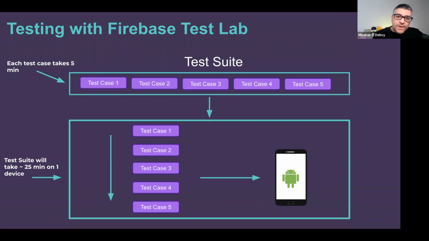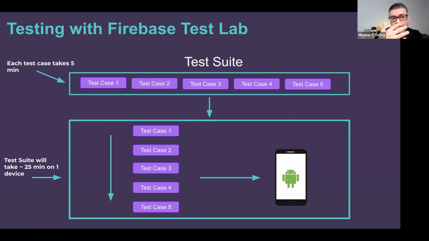So testing in Firebase or even with any other testing tool, this is the sequential logic. So for example, if we have 5 test cases, this is our test suite. Let's say we have 5 test cases. And if we are aiming to run these test cases or this test suite on one Android emulator or real device, the test will run sequentially. So the test will run test case by test case.